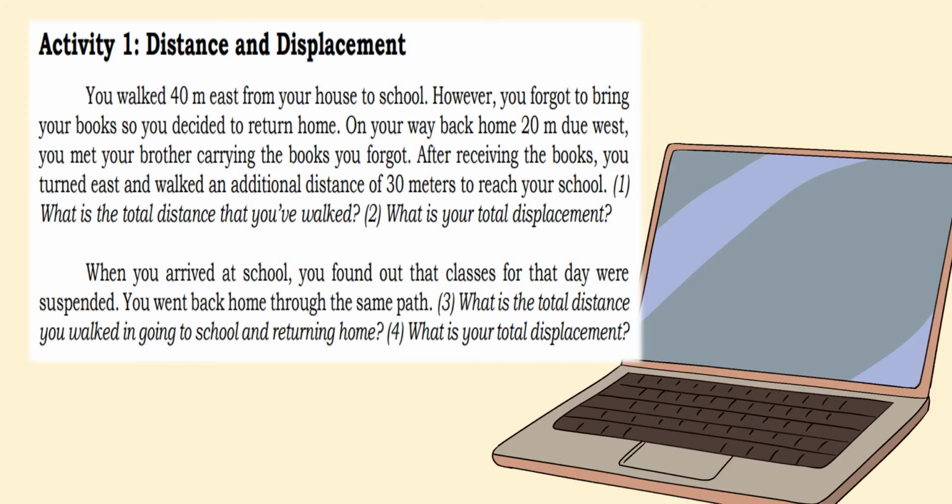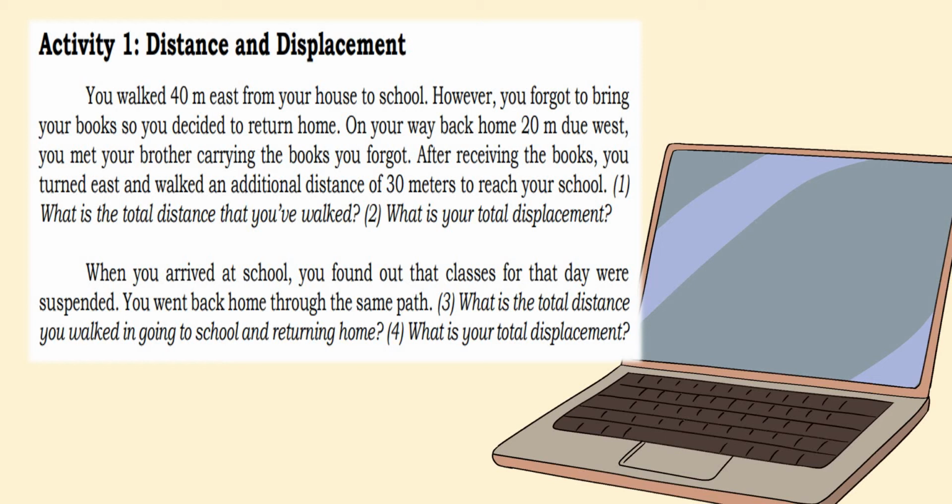Before that, let's have this one. Activity 1, distance and displacement. So this is just a review. You walked 40 meters east from your house to school. However, you forgot to bring your books, so you decided to return home. On your way back home, 20 meters due west, you meet your brother carrying the books you forgot. After receiving the books, you turned east and walked an additional distance of 30 meters to reach your school. What is the total distance that you've walked? What is your total displacement?